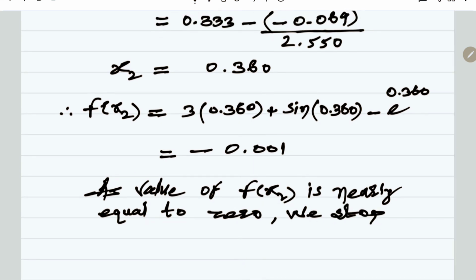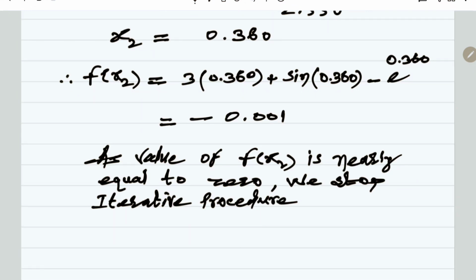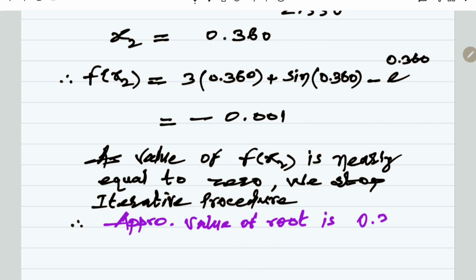Therefore, in 2 steps only we are able to get the required result. Therefore, the Newton-Raphson method is a fast converging method. The approximate value of that root is 0.360. It is in between 0 and 1. A very simple technique.